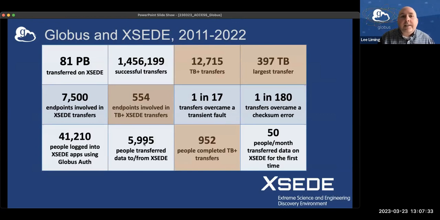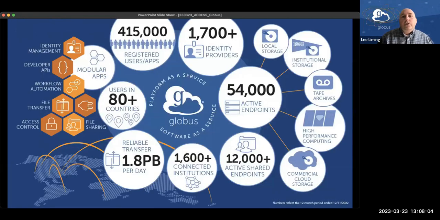And of the 6,000 people who used Globus with Exceed, about 1 in 6 of them transferred more than a terabyte in one shot. And that's a pretty good number. That's a very large amount of data to move just with one click. It took a little while for each of those transfers to happen, but the researchers did not have to do much work after pressing that start button. They just waited for an email to show up in their mailbox and their data got where it needed to go. So looking beyond Exceed and Access, this is the global view.